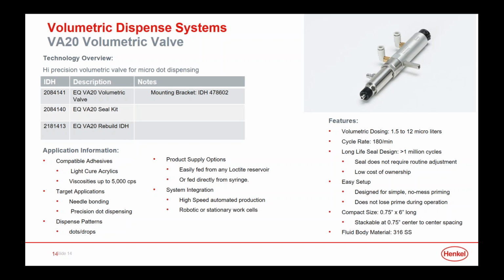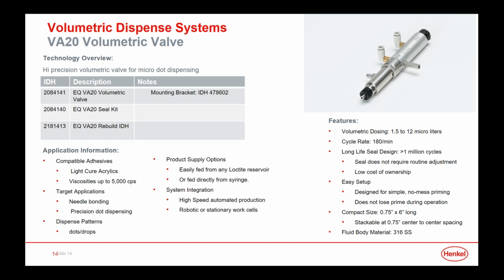This is a new valve, one of the newer valves in our product line. It operates very similarly to the stationary valve that we saw on the previous slide. However, the one benefit over this is that it displaces a specific amount of product every time the valve cycles. So there's a chamber inside this valve that has a set amount of adhesive, and when the valve cycles, that set amount of adhesive is dispensed. This valve is targeted for dot dispensing of very small dots at very high levels of precision and accuracy.